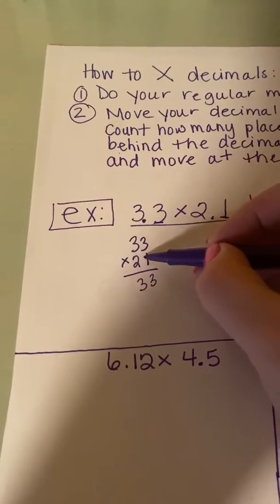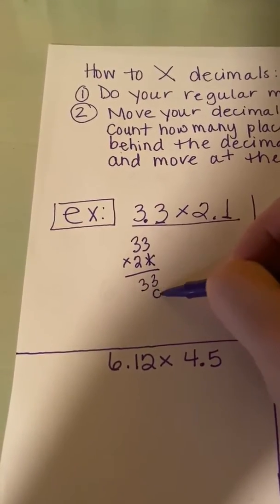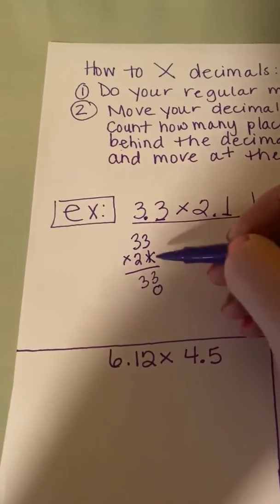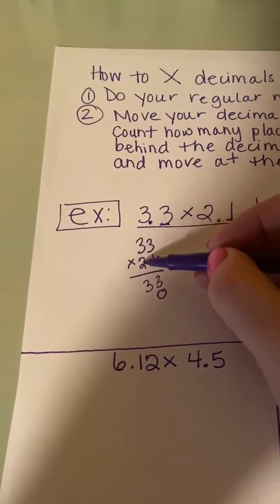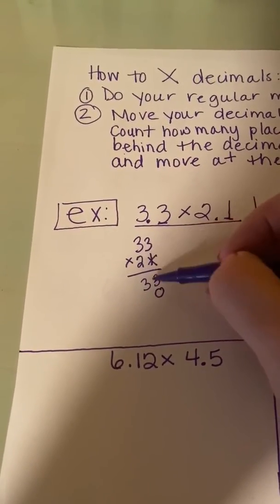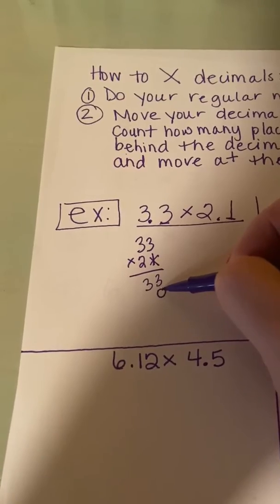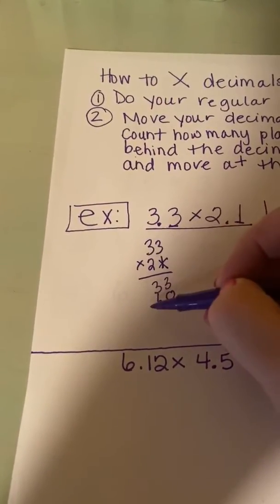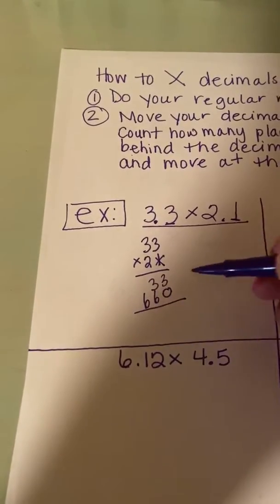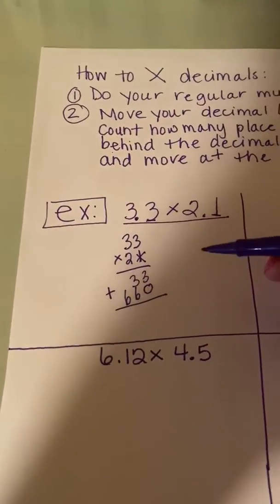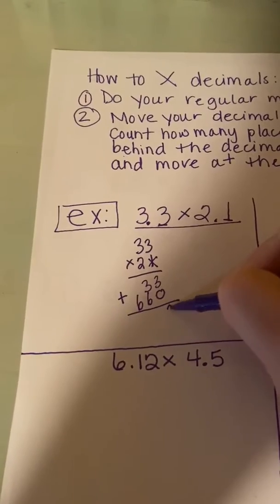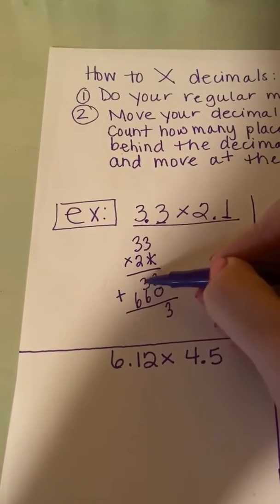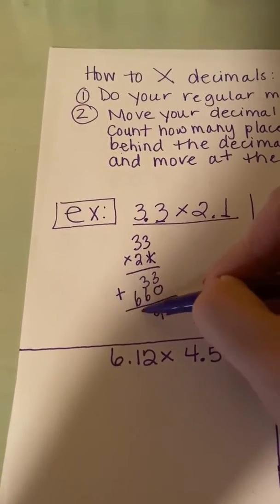Now I'm done with the ones place, and I'm moving to the tens place. So I put my 0. And then it's really 33 times 20, but I hate 20 times anything, but I like 2, so I just dump in my 0 and go with 2. 2 times 3 is 6. That's my second partial product. Add them together. 3 and 0 is 3. 6, 7, 8, 9. 6 and nothing is 6.